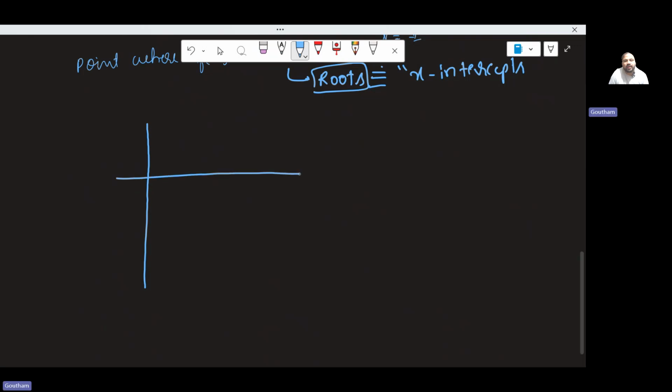So this is my x-axis. This is my y-axis. My quadratic function can look in any one of the six forms. Something very important, please note it. It can look in any of the six forms. Yes, in the mains examination, you will be having quadratic functions only of these forms.